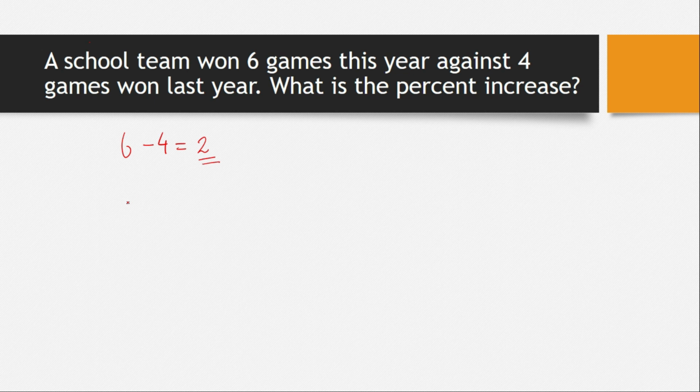So we can see that here the number of games won is increased. So percent increase is, as I have shown you the formula, the increase by original, that means of last year, we have to take by 4 into 100. If you reduce it, the answer will be 50%.